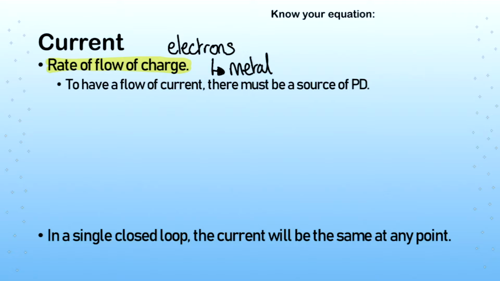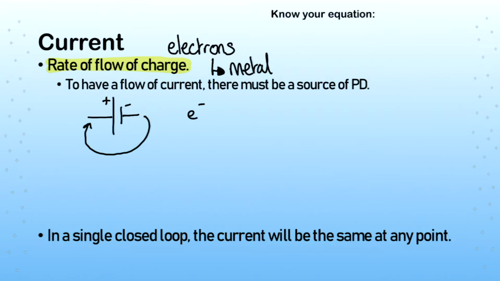But to get a flow of current, there must be a source of potential difference. So for example, if you have a cell, the cell has a positive end and a negative end. And what the electrons will do, electrons are negative, and they will flow round from the negative end to the positive end. Okay, that's the actual way. That's the true direction of current.